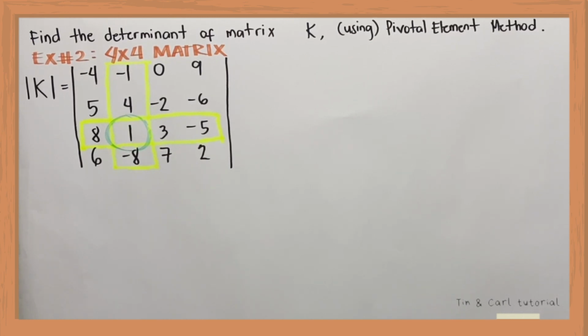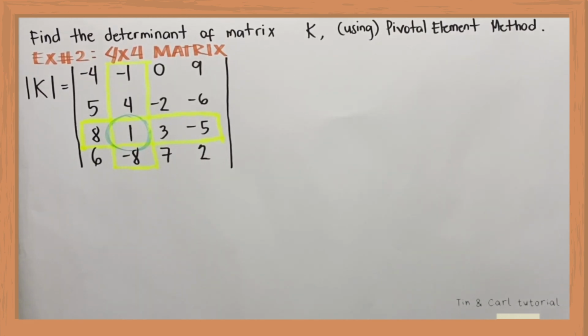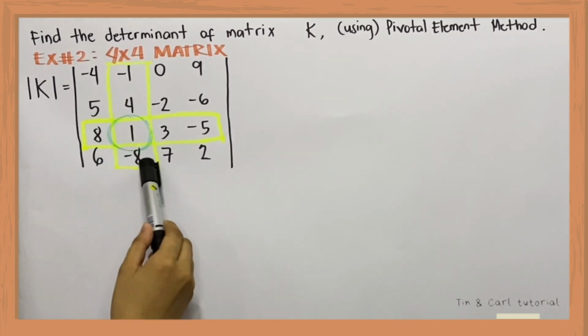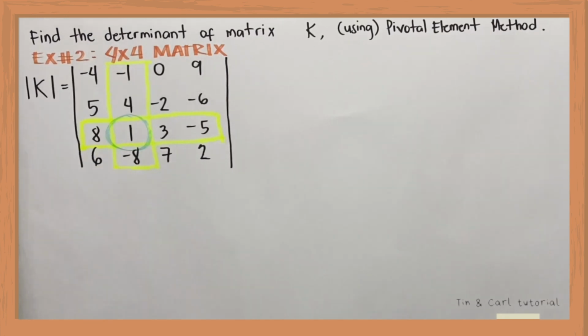But when we solve, we will use the columns and rows that were omitted from our solution. Instead of completely deleting them, we can use other colors, highlighter colors, so we can identify our pivotal row and pivotal column. So, this is our pivotal column and this is our pivotal row.